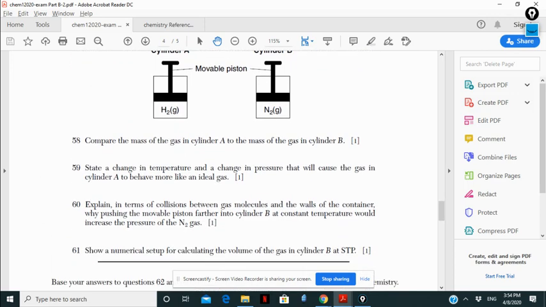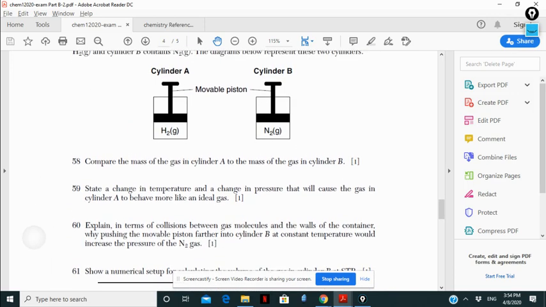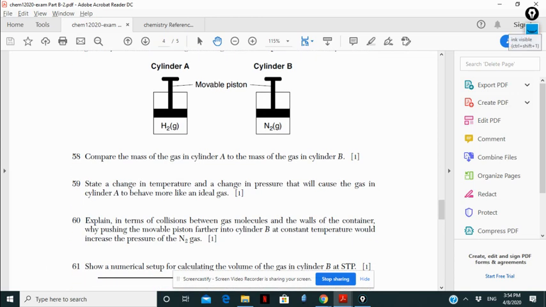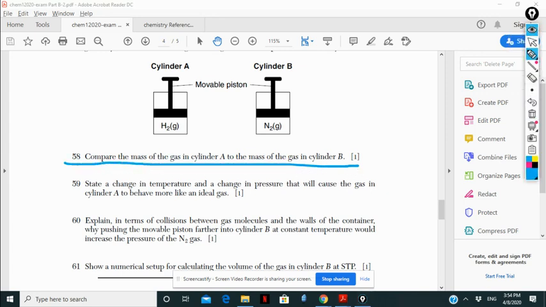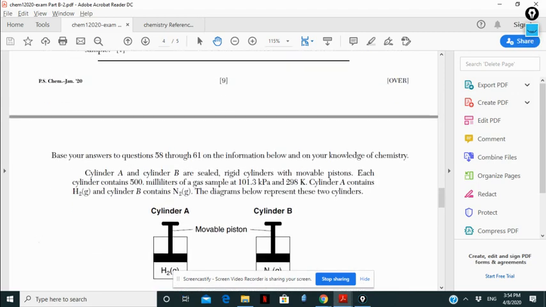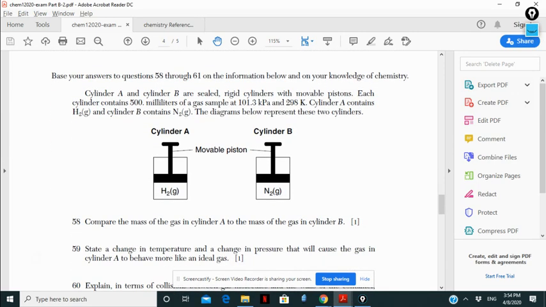Questions 58 through 61, according to that graph. Okay, I'm not going to look at the information, I'm just jumping to the question. 58: compare the mass of the gas in A and B. Look here, I want to be sure that they have the same volume. So I'm going to read now the information, I'm forced to do that.